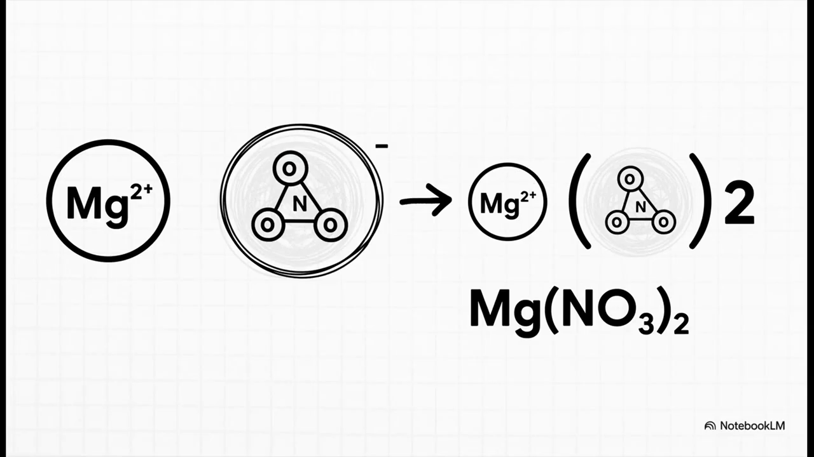Okay, but what happens when you crisscross with one of our polyatomic teams? Let's say we combine magnesium, Mg2+, with the nitrate team, NO3-. When we crisscross, that 2 from the magnesium needs to apply to the entire nitrate team. So to show that, you have to put the nitrate in parentheses before you write the subscript 2. This tells us we need 2 whole nitrate teams to balance 1 magnesium. If you forget the parentheses, you get MgNO3, which is totally wrong and means something completely different.